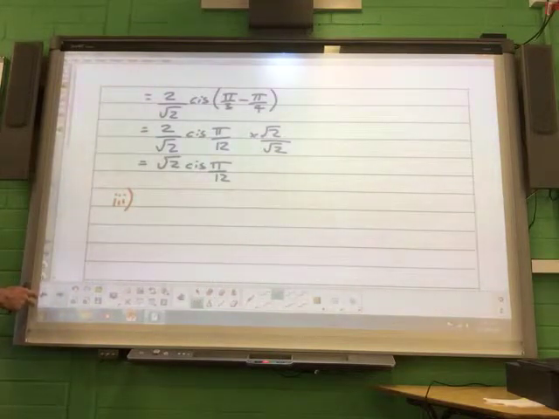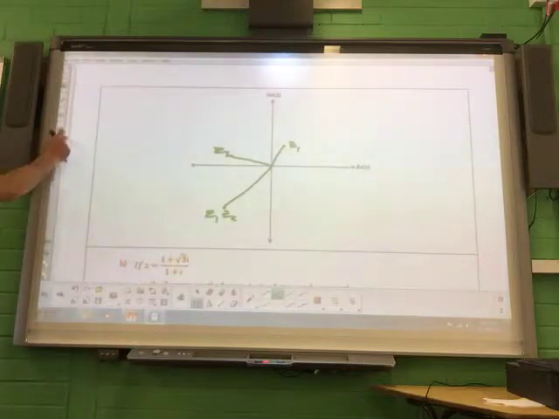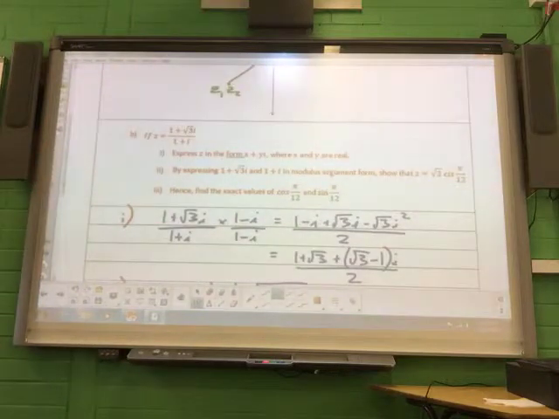Okay. We're good? So we now need to hence find the exact values of cos of pi on 12 and sine of pi on 12. We want to expand it back into modulus argument form and then do something with that.